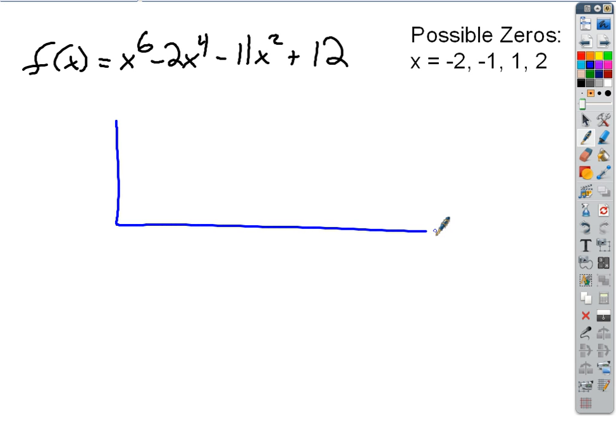Remember what we did with synthetic substitution. What if I want to know, for example, the value of the function at 0? If I want to plug in x equals 0. Or better, let's do it instead. What if I want to plug in 3? If I want to plug in 3, I want to know what is f of 3. What's the value of the function when x equals 3?